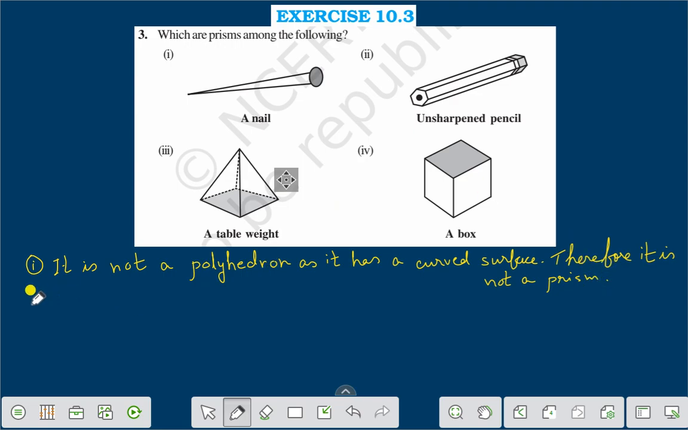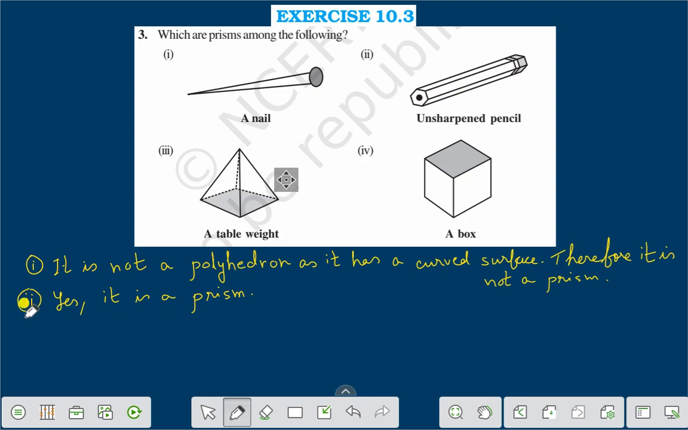Now, question number 2. Here you see an unsharpened pencil, right? Yes, it is a prism. The base is a hexagon, 1, 2, 3, 4, 5, 6. This is the base, and this is the top. They are the same. Therefore, you can say that this is a prism.